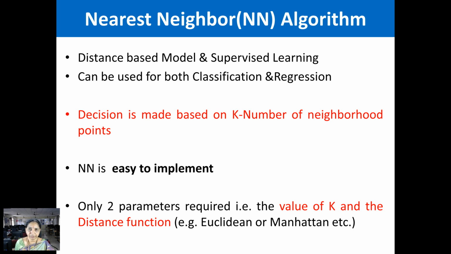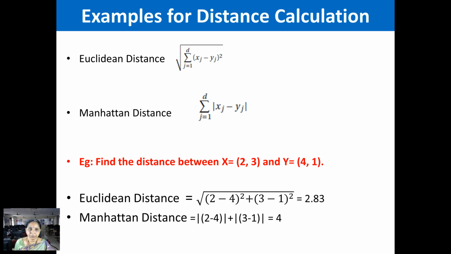It is very easy to implement because we only require two parameters. One is the value of k and the other is a distance metric like Euclidean or Manhattan distance. Before we discuss this algorithm, I would like to explain two distance metrics which are mostly used in this algorithm. One is the Euclidean distance, which we get by calculating the difference between different attribute values of the instance. That is the squared distance, and the other is the Manhattan distance, which is the absolute difference between the attribute values of the two instances.